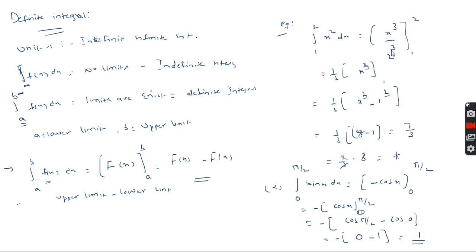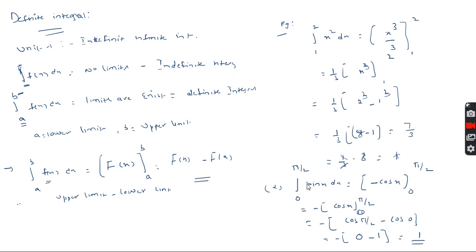What is the upper limit here? The upper limit is 2. So we substitute x equal to 2, that is 2 cubed, minus the lower limit. The lower limit is 1 cubed. So we simplify. 2 cubed is nothing but 8, and 1 cubed is nothing but 1. So 8 minus 1 is 7, and we get 7 by 3. That is, the integral from 1 to 2 of x square dx is nothing but 7 by 3.